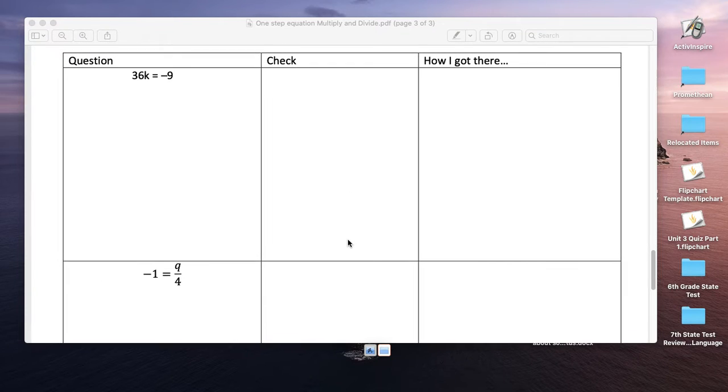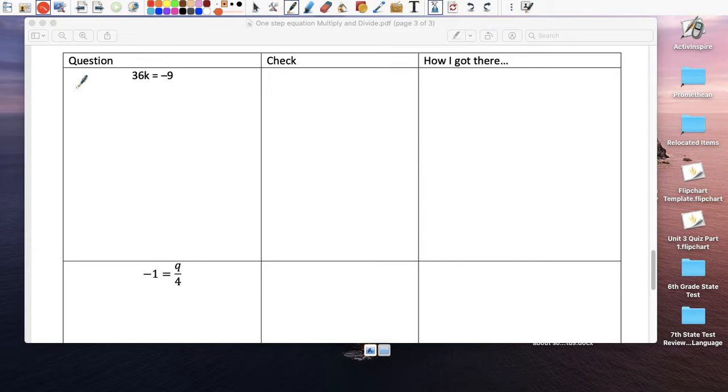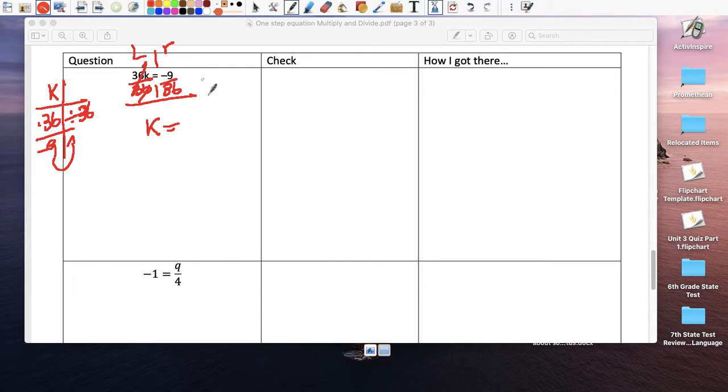Next page. So this one, you don't have to write it, okay? We have a variable k. It's being multiplied by 36, and that equals -9. So going backwards, I'm going to divide by -36. Sorry, divide by 36, not negative, sorry. So line, left and right, divide by 36, divide by 36. Cross away, k equals, and if you get -9/36, we can simplify that.